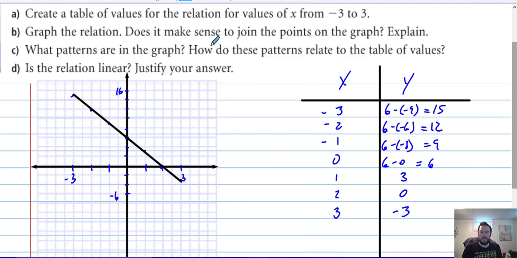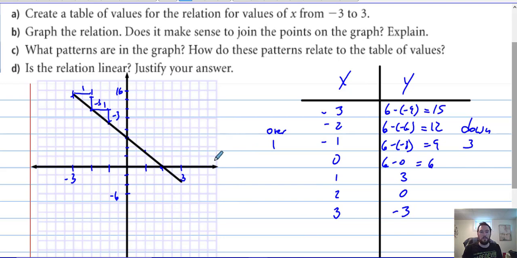So again, we're looking at these patterns. What's happening here? What is this changing by? Well, every time this one went up by 1, this one goes down by 3. So how do we see that here? Well, we see it graphically. Every time we went over one space, we had to go down 3, right? Over 1, down 3, and so on and so on. So the same pattern that was happening here, over 1, down 3, we see it on our graph as well.